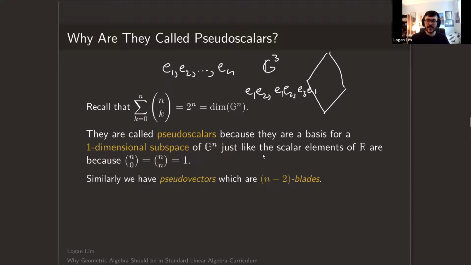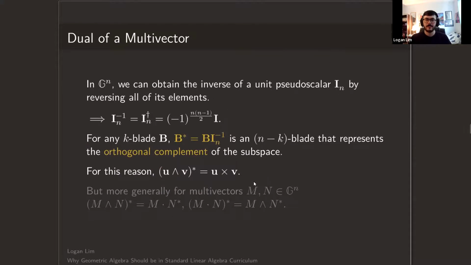So these are called pseudoscalars because they are a basis for a one-dimensional subspace of Gn. That's like thinking of Gn as its own vector space. Just like the scalar elements of R are, because again, by the combinatorial identity, n choose 0 is equal to n choose n, which equals 1. And similarly, we have pseudovectors, which are n-1 blades, so products of n-1 orthogonal vectors. So the dual of the multivector, this is why pseudoscalars are so important.